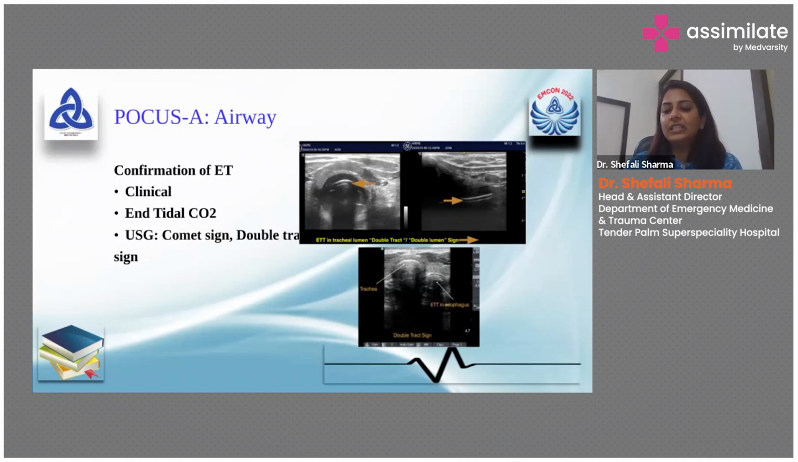And then you see double tracks: first you see a hypoechoic shadow in the trachea, and next to it, you see the same kind of shadow. So that depicts that the tube was in the esophagus.